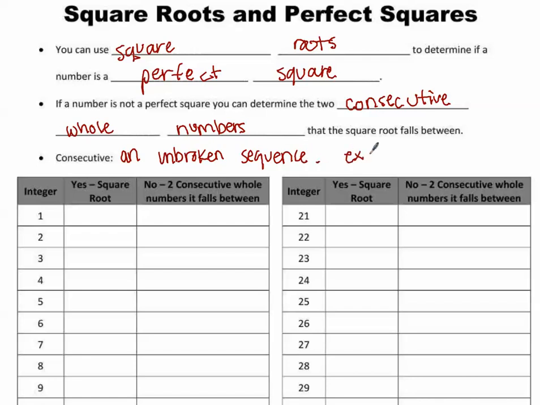For example, 3 and 4. Those are two consecutive numbers. 7 and 8. Those are two consecutive numbers. Now let's talk about integers 1 through 40 to determine whether they are a square root, and if they are not, let's find the two consecutive whole numbers that it falls between.